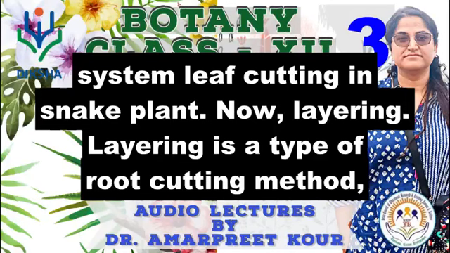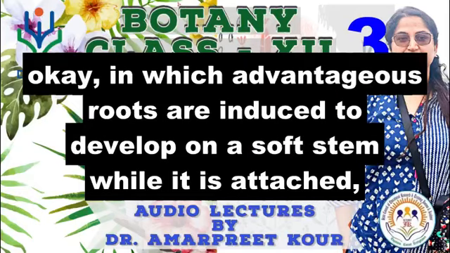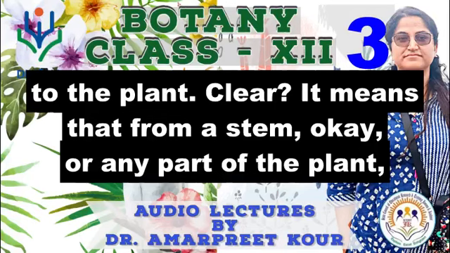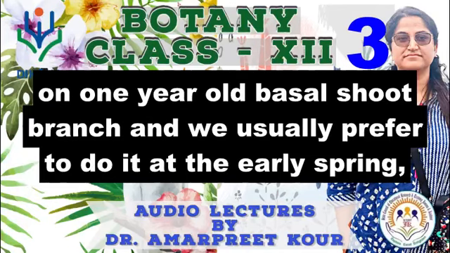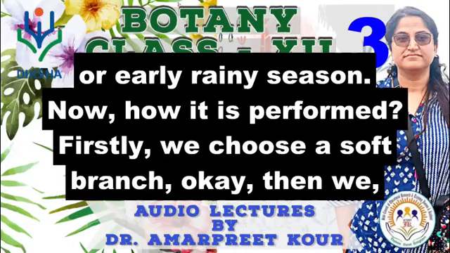Now layering. Layering is a type of root cutting method, okay, in which adventitious roots are induced to develop on a soft stem while it is attached to the plant. Clear? It means that from a stem, or any part of the plant, mainly a stem or a branch, we induce the adventitious roots. Okay? It is carried out on a 1-year-old basal shoot branch, and we usually prefer to do it in early spring or early rainy season.